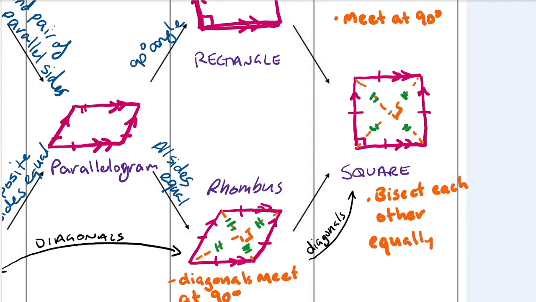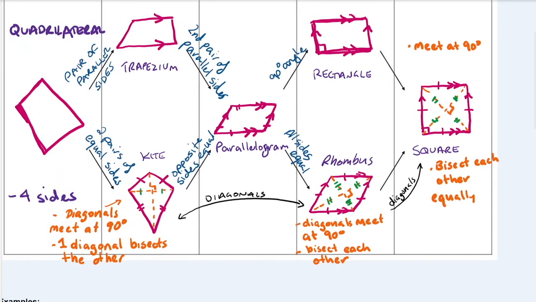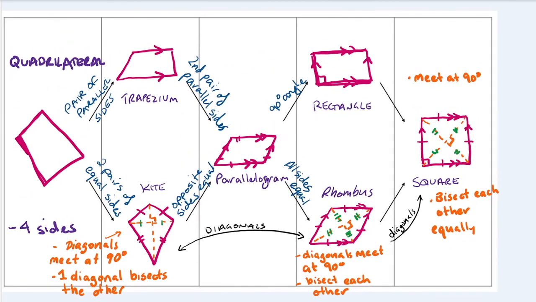Alright, and that is our evolution of quadrilaterals. So that's the whole diagram. Now that's going to be it for this video, and in the next video we're going to hit up some examples. See you there.